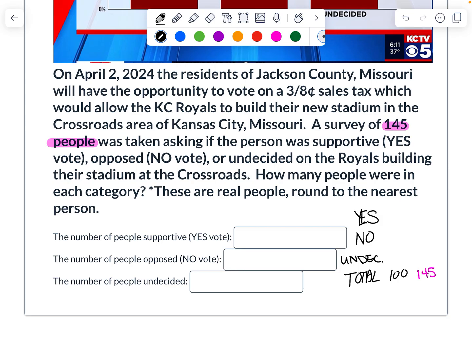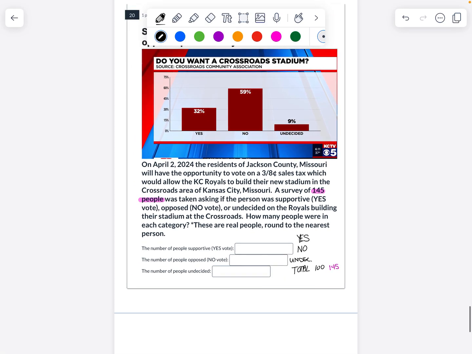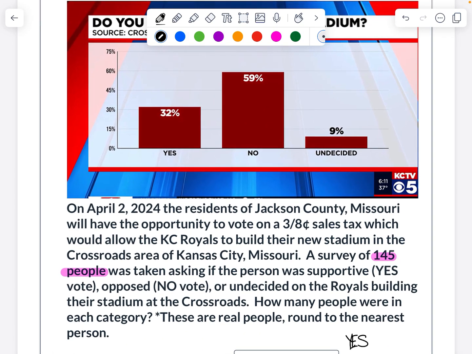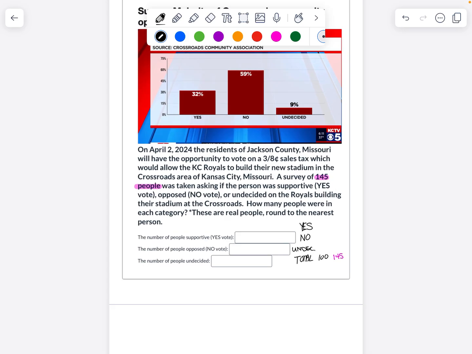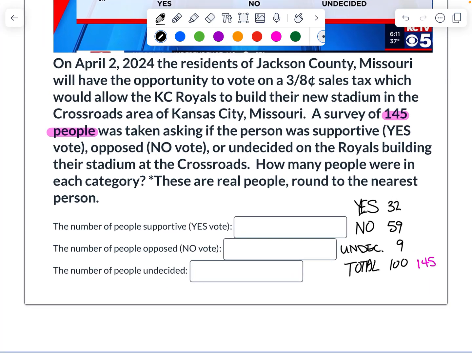How many people were in each category? Okay, so, I really should. It really isn't a very good test question because those numbers should be in the problem just in case the graphic doesn't show up. So I should check that one too. 32, 59, and 9 when we did as percents.